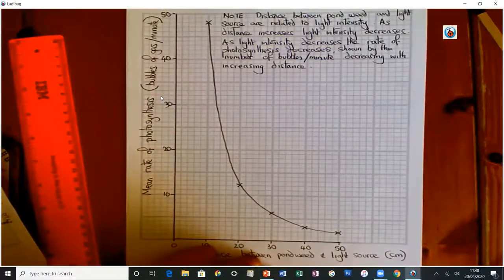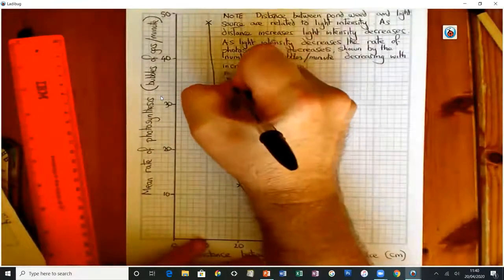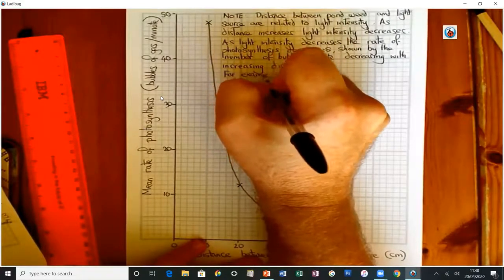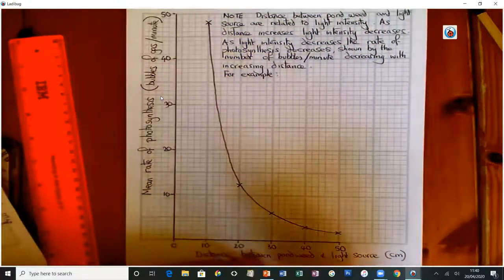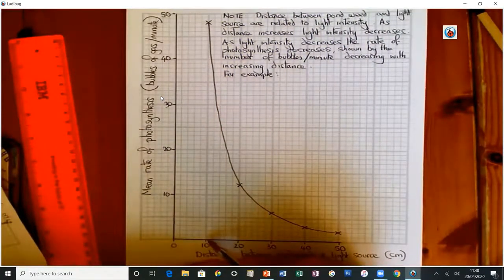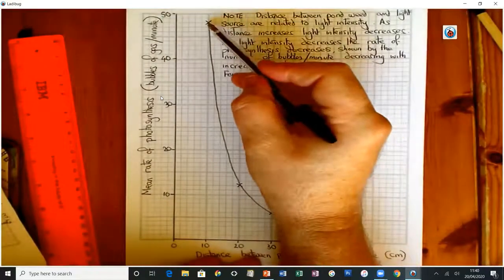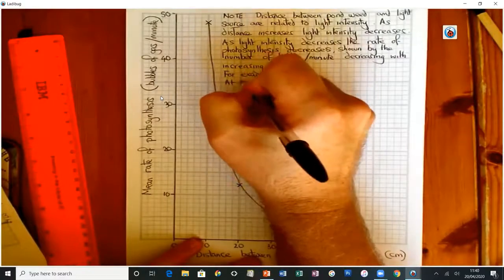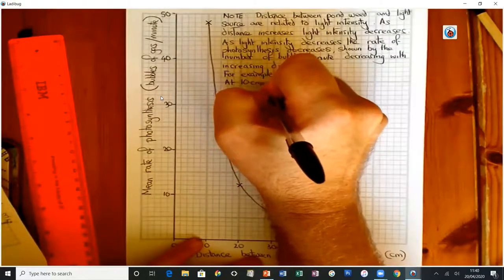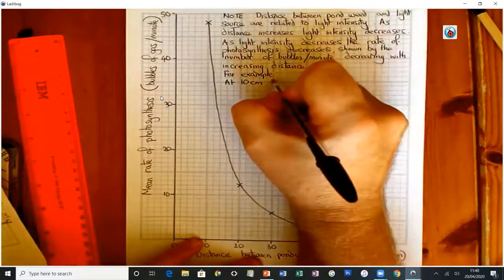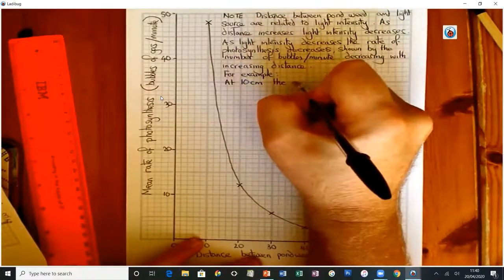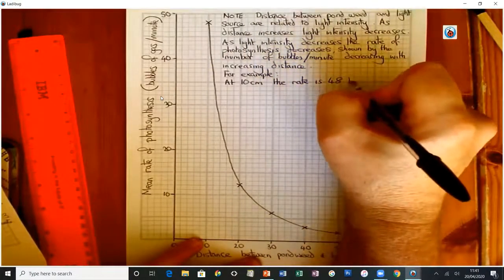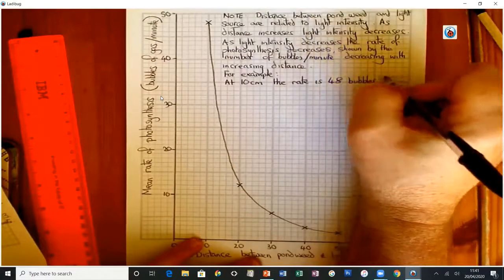Right, let's look at some examples from the graph, just to prove what we're saying. For example, at a distance of 10 centimeters, the rate of photosynthesis is 48 bubbles per minute. So let's write that. At 10 centimeters, the rate is 48 bubbles per minute.